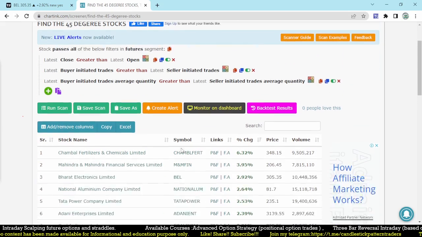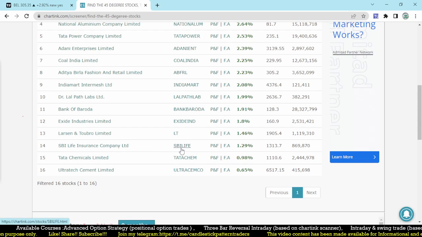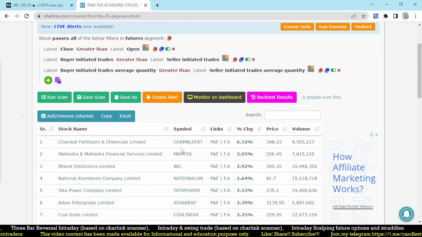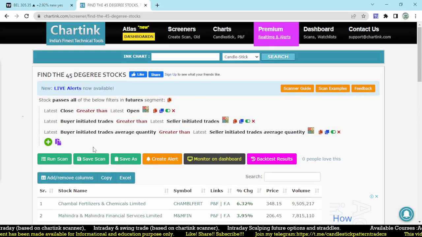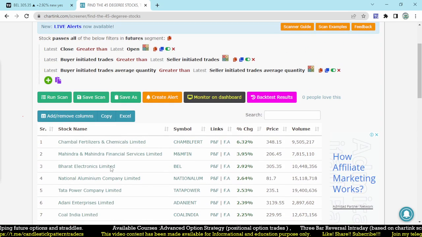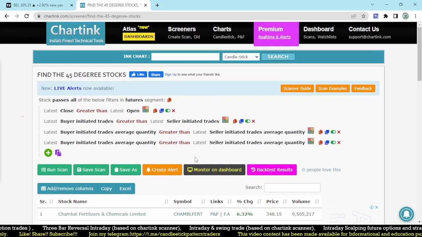We already got 26 stocks. If I scan using this method, I find only 16 stocks, so around 10 stocks are removed from the scanner. That's good, because watching 26 to 30 stocks in intraday is not good. With this filter, buyer initiated trades must be greater than seller initiated trades, so it will filter out a smaller number.